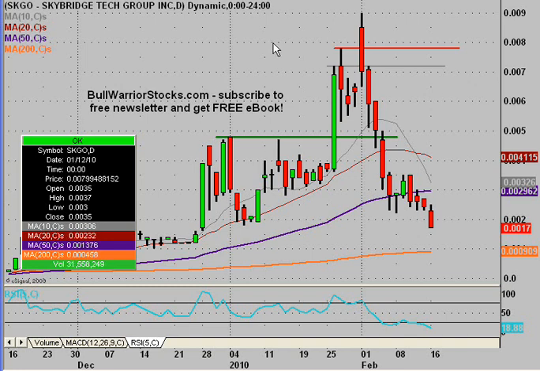Hey, this will be a video chart on SKGO, Skybridge Technology Group Incorporated. Been a while since I did this one. The lines you see are from the previous times I've done it. Been getting quite a few requests on it, so I want to get it updated here.